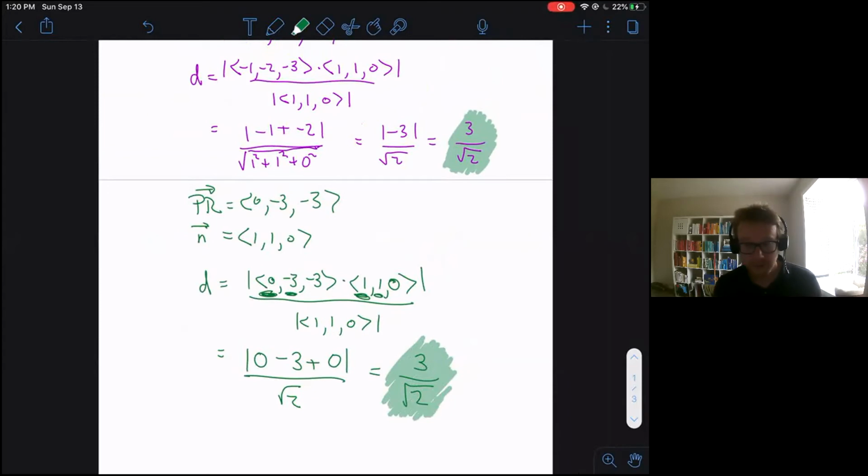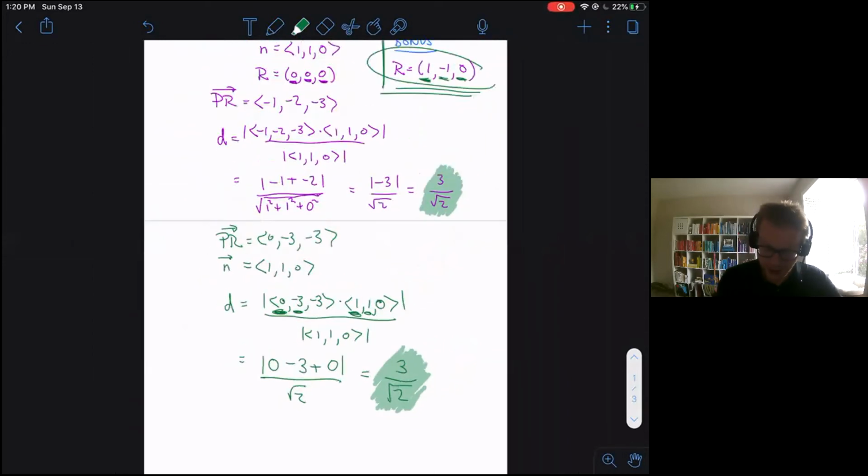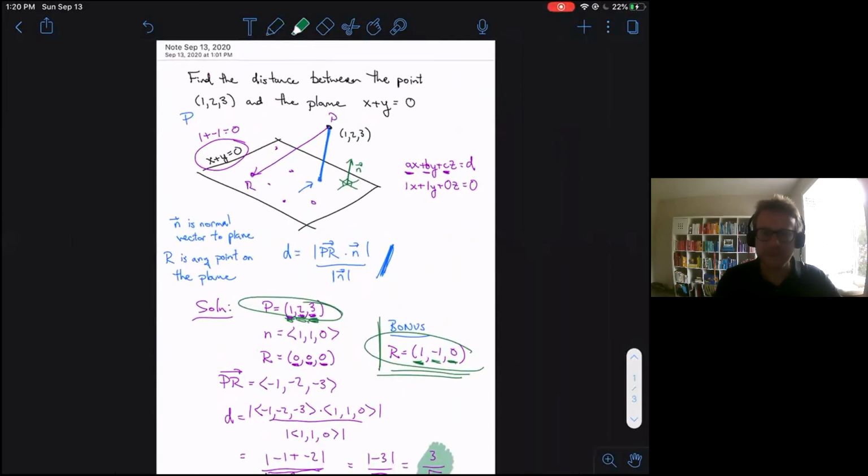Of course, it does have to be on the plane. If you choose something that's not on the plane, right, it's going to give you some different distance. But if you choose any point R on the plane, this formula works. And so I think that's a rather remarkable and wonderful thing. So anyway, I hope that helped you understand some of these distance problems.